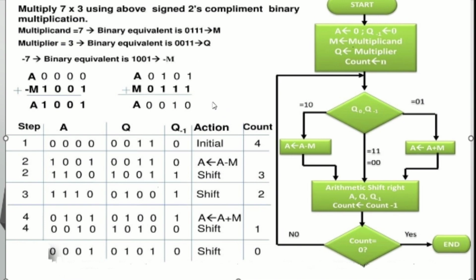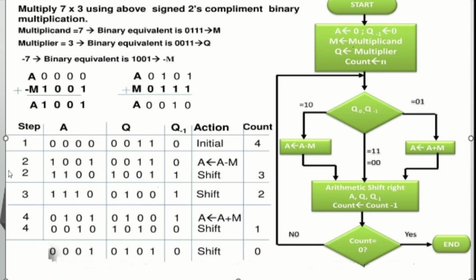We perform all the operations using a combination of the LSB of the multiplier and the Q minus 1 bit register. When the combination is 1 0, we first perform the subtraction operation, which we save in the accumulator, and after that we perform an arithmetic shift right. Similarly, when the combination is 0 1, we first perform binary addition, save it in the accumulator, and after that perform an arithmetic shift right. If we have a combination of 1 1 or 0 0, we directly perform an arithmetic shift right operation.